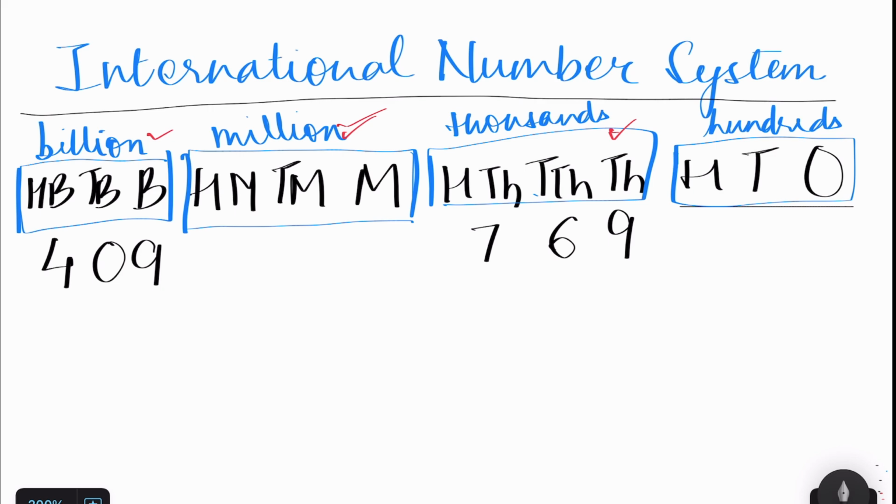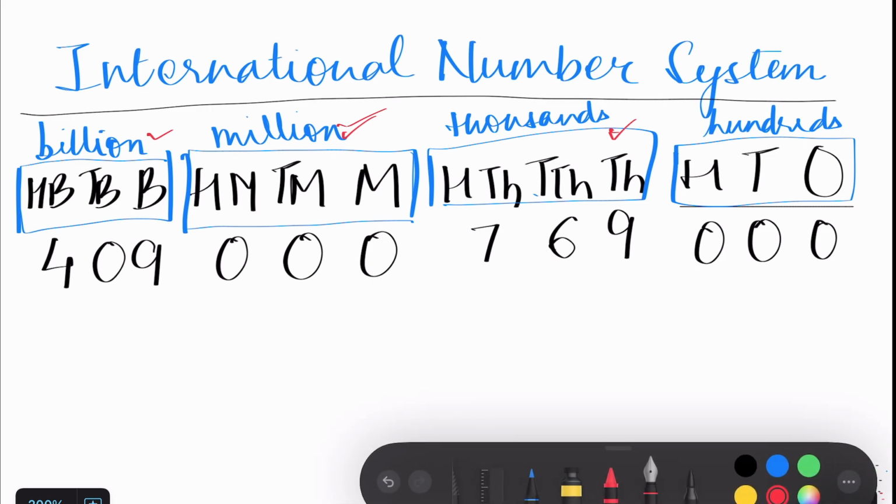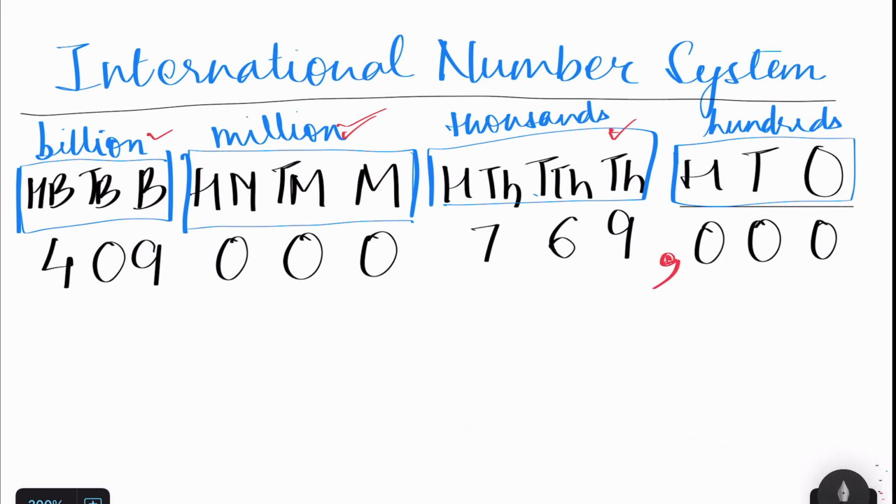409,769,000. So we put zeros for the rest. Okay, this is your number. I know it's just in your head that it's confusing. This is super easy. Let me give you one more.